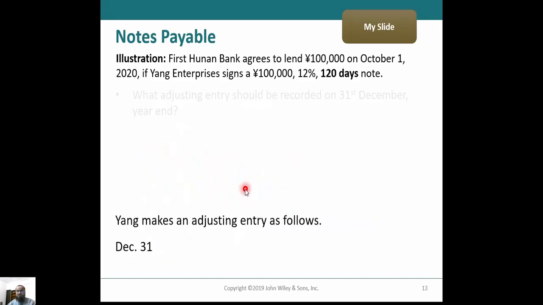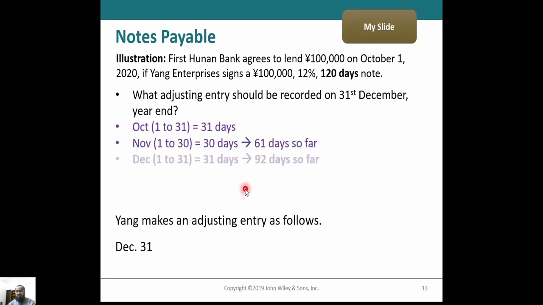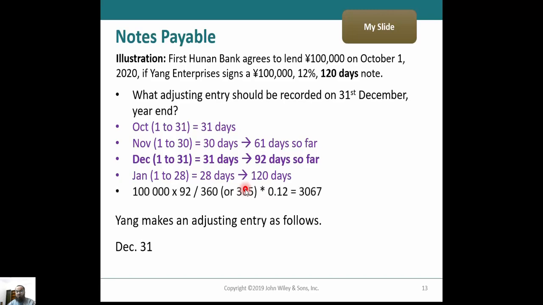So now the adjusting entry for 31st December: we already saw that this has to be calculated for 92 days. So 100,000 into 92 over 360, or we can take 365. In the books we usually take 360, but it's more exact to take 365. Academically you can take either of these two. So 12% interest rate multiplied by 92 over 360, this is a fraction of a year, multiplied by 100,000. This is the amount of interest to be recorded: interest expense debit, interest payable credit.